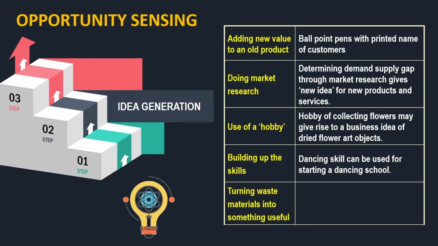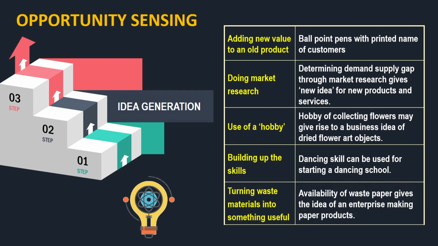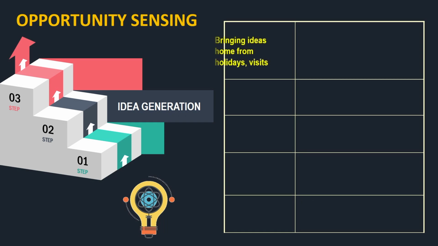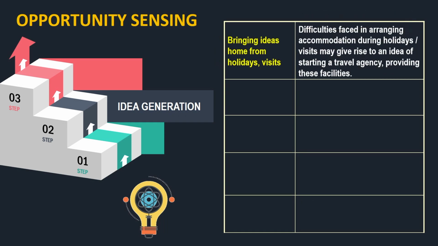Then, turning waste material into something useful. Availability of waste paper gives the idea of an enterprise making paper products. Then, bringing ideas home from holidays. Sometimes you go on a holiday or a visit, you face certain problems over there and you want to solve those problems. So, that is like a new idea.